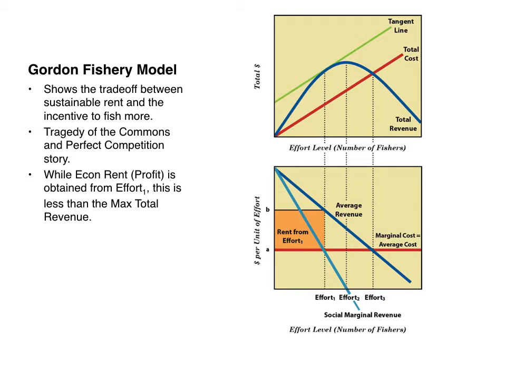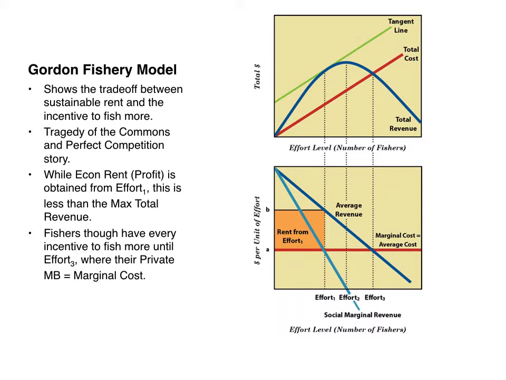Okay, so far so good, and effort one is where marginal cost is equal to social marginal revenue. Fishers, however, have every incentive to fish more, where their private marginal benefit is equal to their marginal cost. So they don't necessarily look at the social; they will equate their private marginal benefit to the marginal cost. It's a similar story to what I went over with you in earlier chapters.